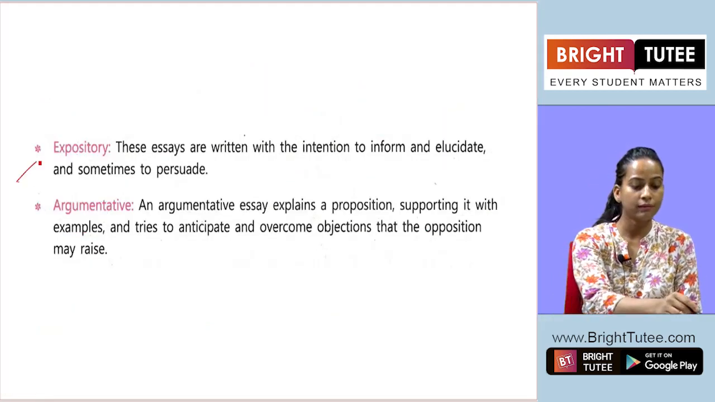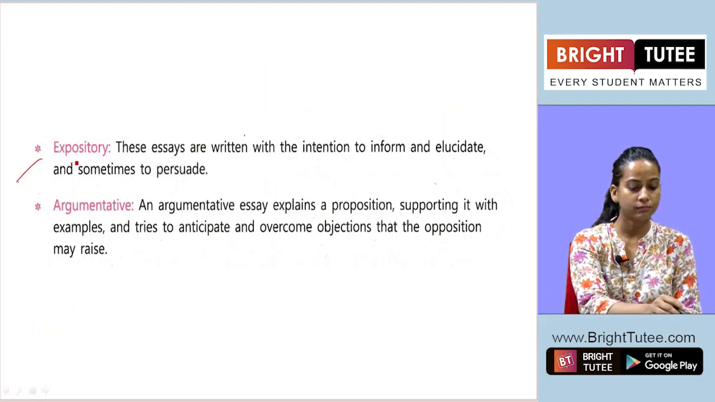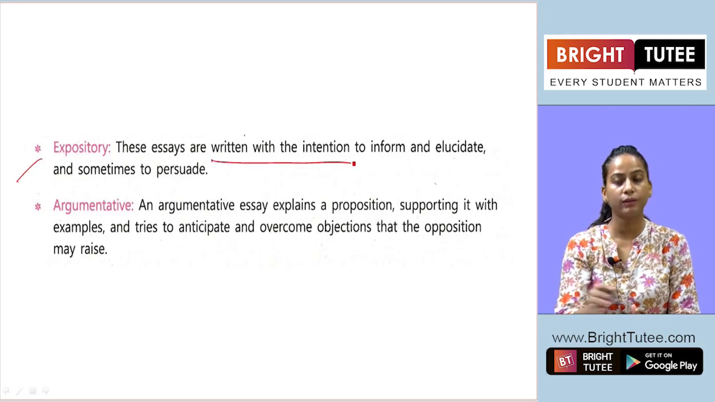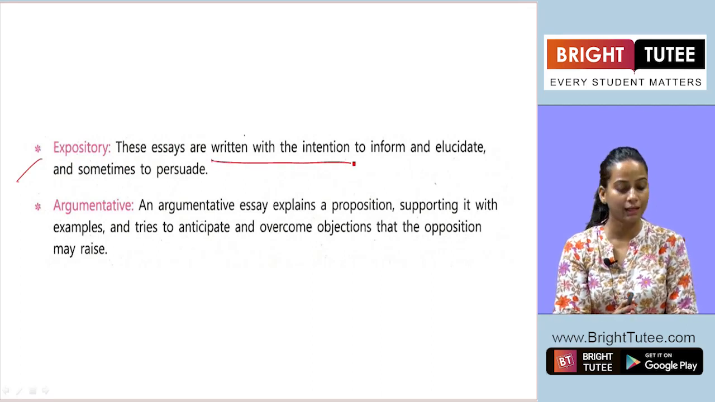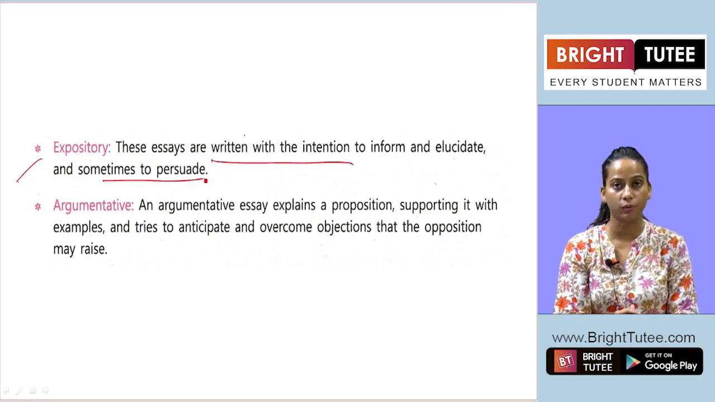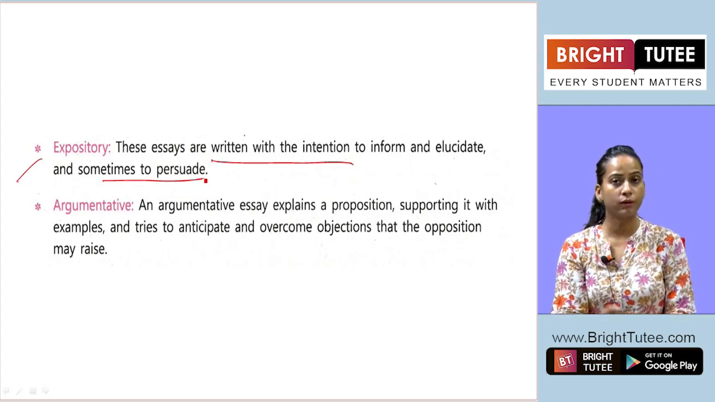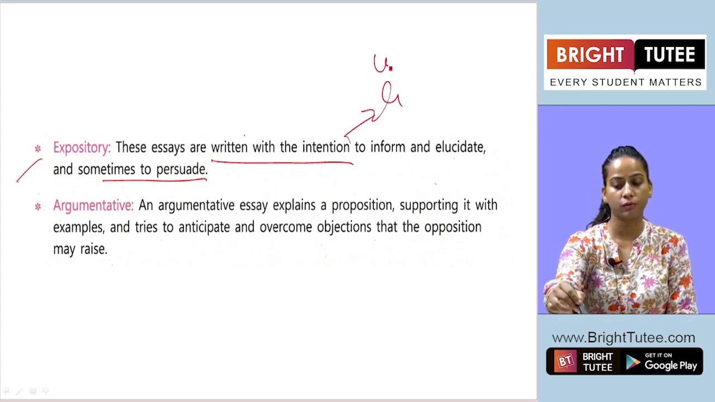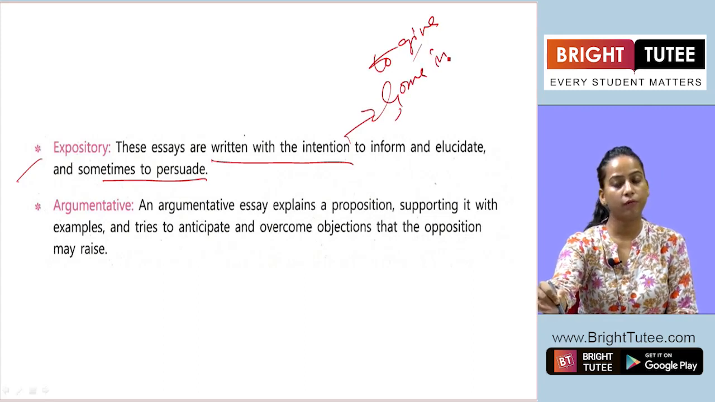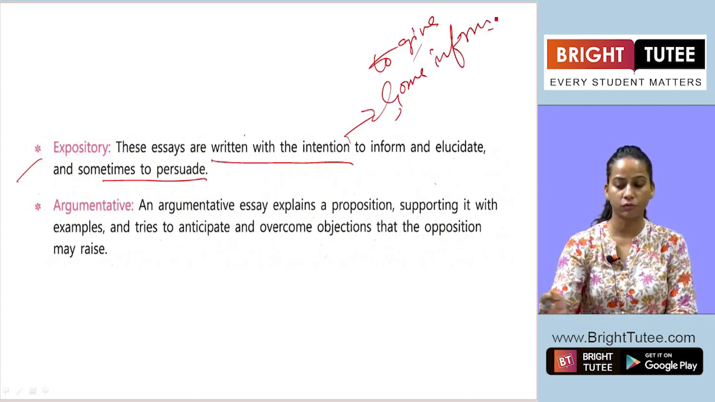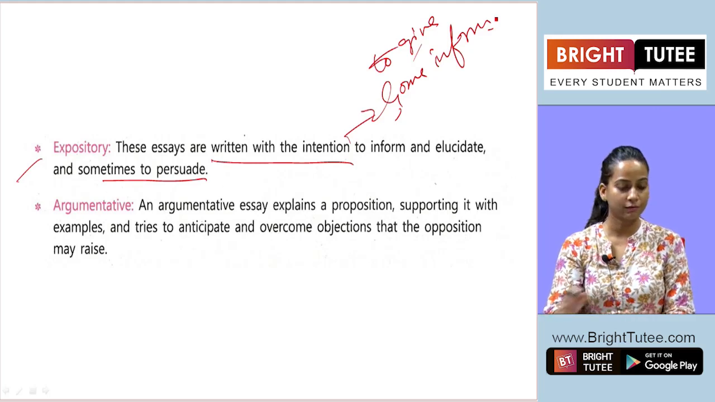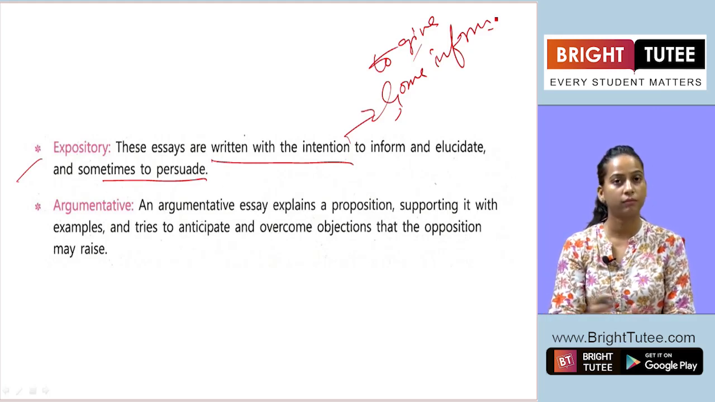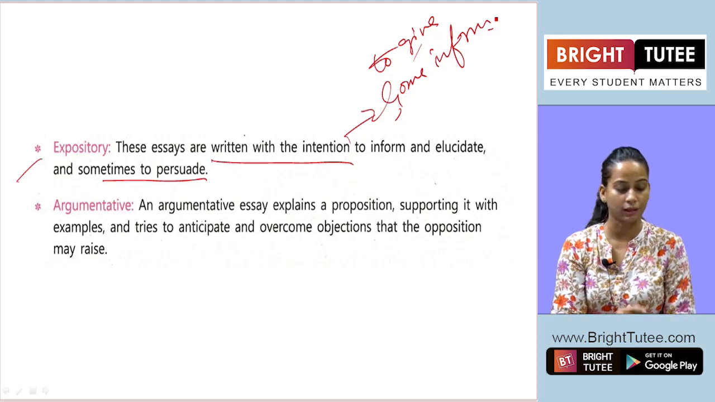Then the third one is expository. These essays are written when the intention is to inform and elucidate, and sometimes to persuade. When you would like to give some information, convey something to someone, elucidate, that is, explain, and sometimes persuade the readers, at that time you can use this type.